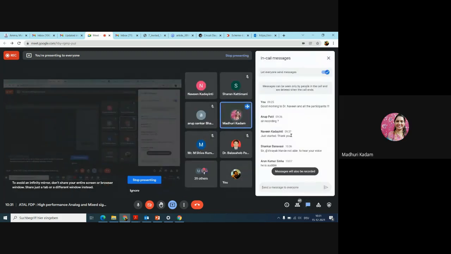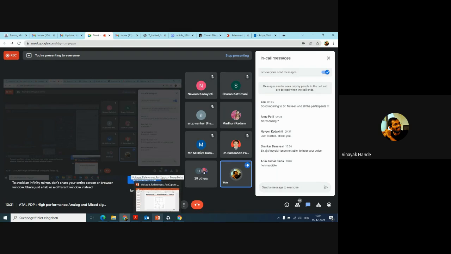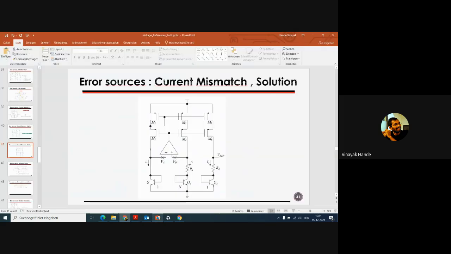In the last slide you said trimming. We are using trimming for removal of error source. There you have used a fuse. So how is this fuse fabricated in the chip? Oh, okay. Fuses are fabricated with some, actually, yeah, one second.